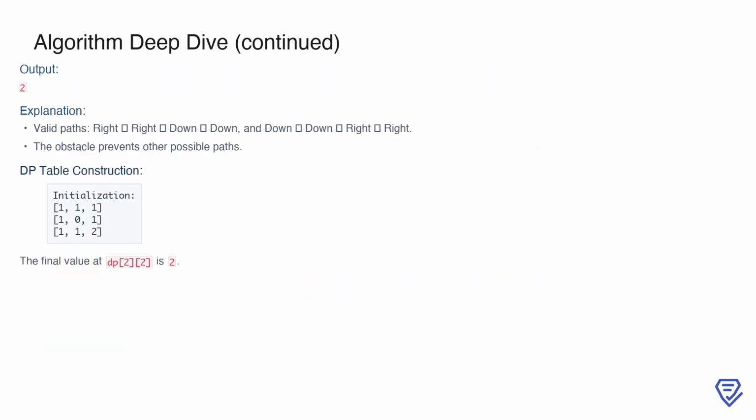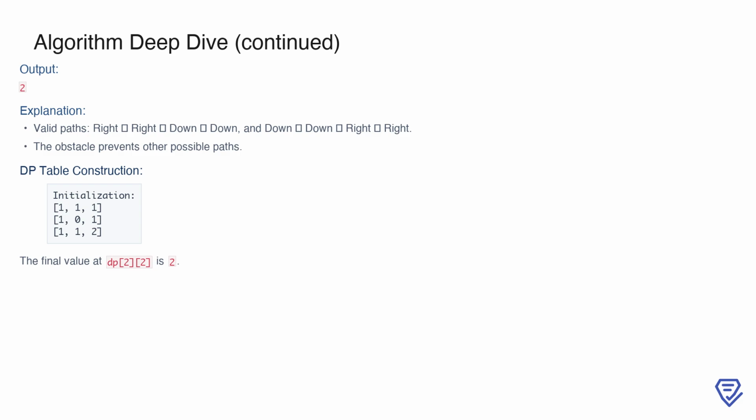In the given example, the 3x3 grid includes one obstacle in the middle of the second row. The task is to compute the total number of unique paths from the top left corner to the bottom right corner. The output is 2, representing the two valid paths, one where we move right twice and then down twice, and another where we move down twice and then right twice. The obstacle blocks all other potential routes.